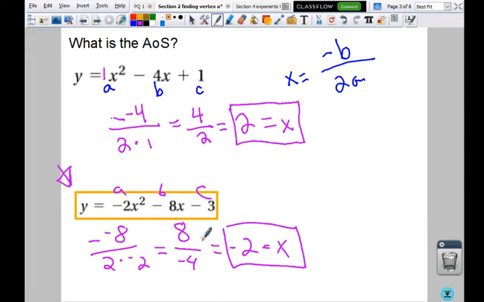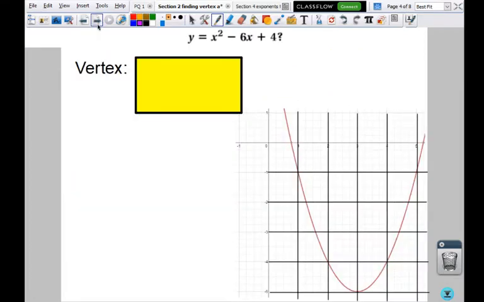This is about half of what we're doing today. We're actually doing a second piece, but this is going to be a big part of it. Do you have to graph it? No, not for a while. Another couple of days. So we're going to find the vertex.